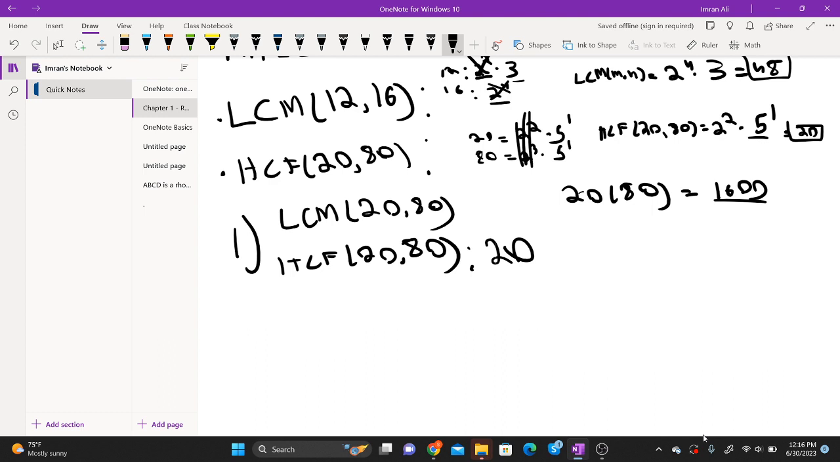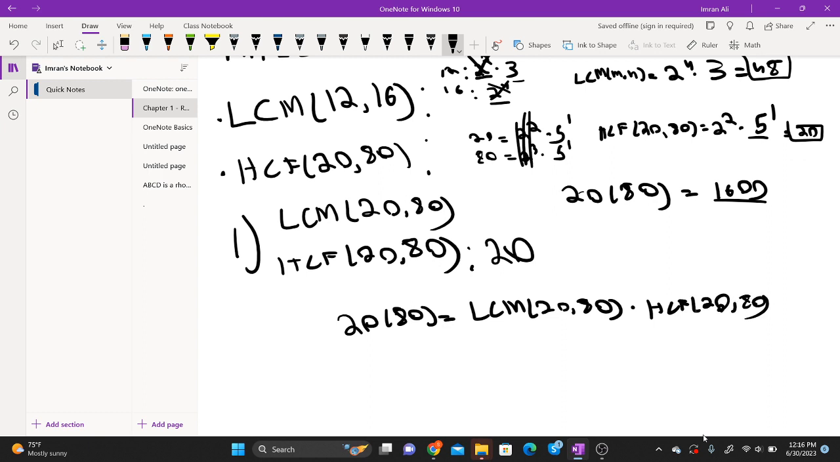So that means we know that 20 times 80 equals the LCM of 20 and 80 times the HCF of 20 and 80. We just figured the HCF out to be 20. So then these will cancel when I divide, and the LCM is just 80. So that's a quicker way if you have the same pair of positive integers and you're trying to figure out the LCM and the HCF.